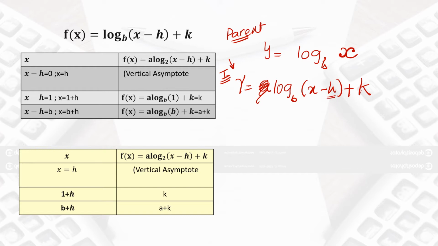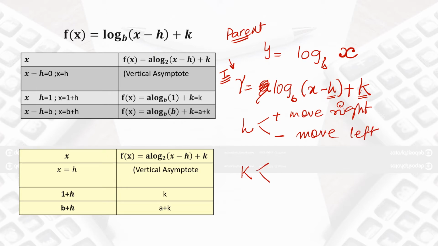Understand there is an h and a k that differ from the parent function. So what is h and what is k? If h is positive, you have to move towards the right horizontally, and if h is negative, you move to the left-hand side. Similarly, if k is positive, you move up, and if k is negative, you move down. These are the basic things you should know first.